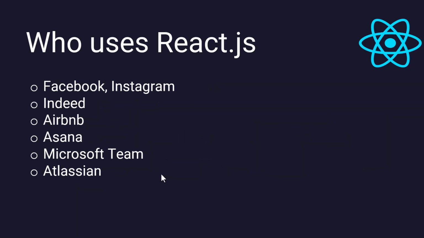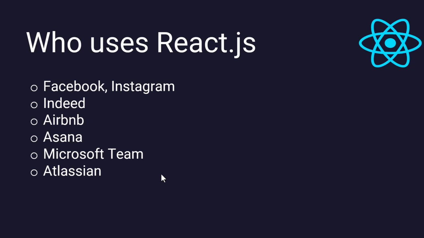Now let's see who uses React.js. As it was invented by Facebook engineers, Facebook has used it heavily in their news sections and a couple of other sections. Also, the Instagram web app is totally built on React. Indeed, it's a very popular site which is built on React. Airbnb also uses React for creating their web components, and it is heavily used on the Airbnb site. Asana, you know very well, a great project management system, also uses it.